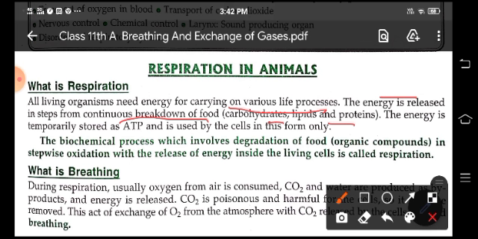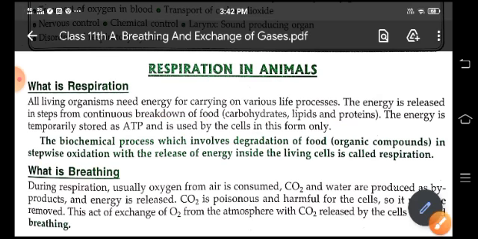Now this energy is stored in a temporary form as ATP and it is utilized by the cell in this form. So what is respiration? We can define respiration: it is a biochemical process which involves degradation of food in stepwise oxidation with the release of energy inside the living cells.